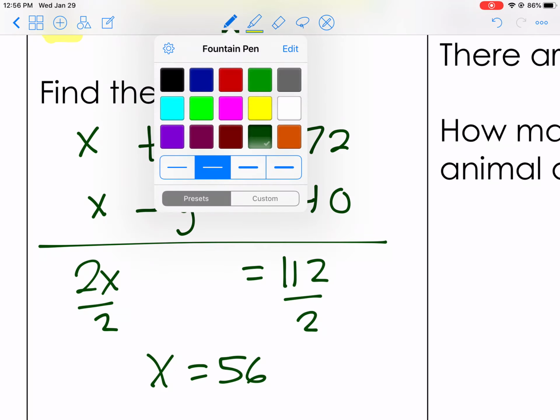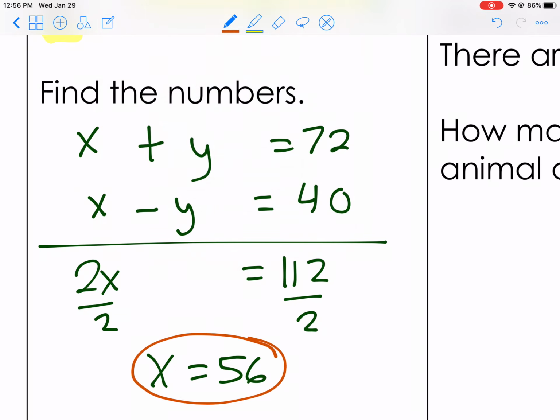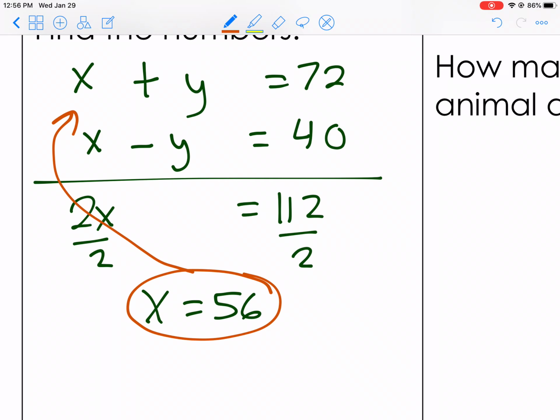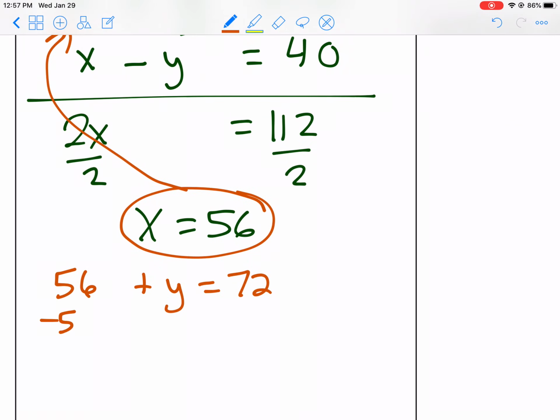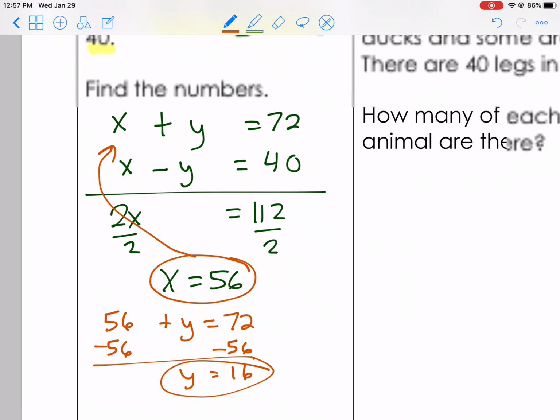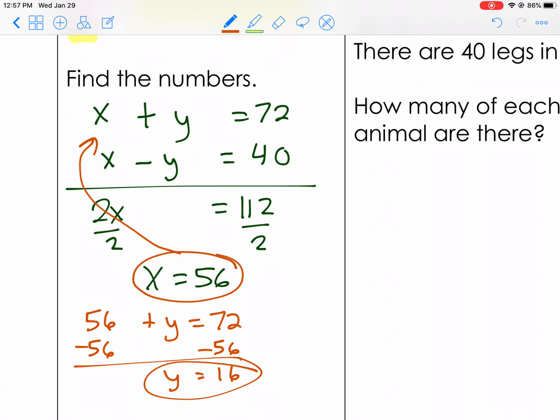I still need to find y, so what I'm going to do is substitute x equals 56 into the top equation. It could be either equation, but that's the one I'm going to use. So I'll have 56 plus y equals 72. And subtract 56 from both sides. And we find out that y equals 16. 72 minus 56. Okay, so there we have our two numbers, and we can check and make sure that it's true. If I take 56 plus 16, does it equal 72? And if I take 56 minus 16, do we get 40?